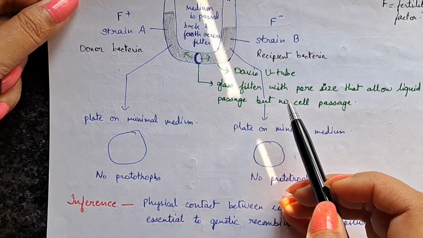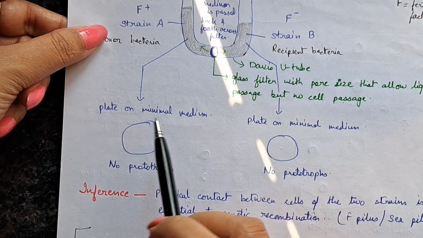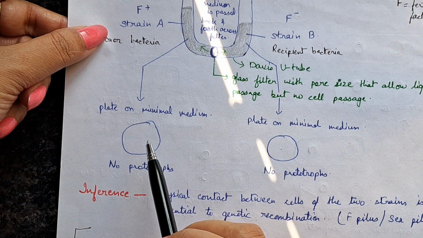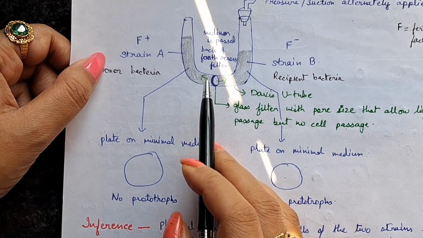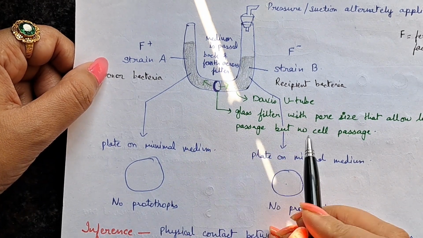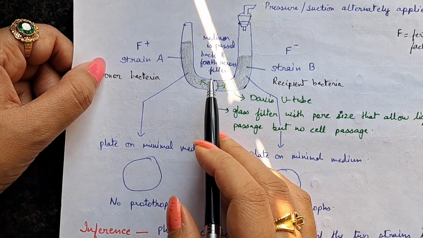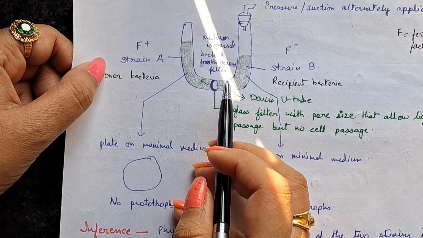Okay, so what's happening out here? When we put strain A and strain B out here, we see that when we plate it after some time on minimal media, there is no growth. Why is there no growth? The reason is this filter. Since there is this particular filter through which the cells cannot pass but the media can pass, there is no physical contact between strain A and strain B.